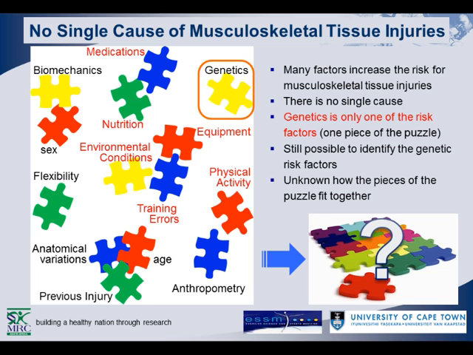So musculoskeletal soft tissue injuries are multifactorial in nature. There's not just one risk factor, but many risk factors, and it's actually the interaction of these complex risk factors which results in the clinical presentation or the injury. And we are only looking at one component in our research, and that is genetics. We're exploiting genetics as a tool to understand the potential molecular mechanisms which are going wrong.